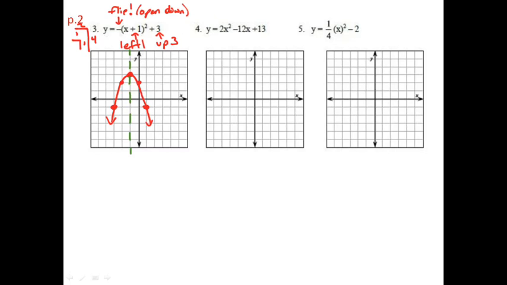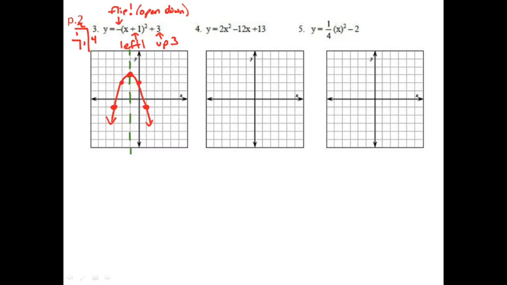So that negative out front means that it changes the direction that it opens. It's going to open down instead of open up. But what's going to happen if we have a value other than 1 out front for our a value? Let's look at number 4. If we have 2x squared minus 12x plus 13 is equal to y.